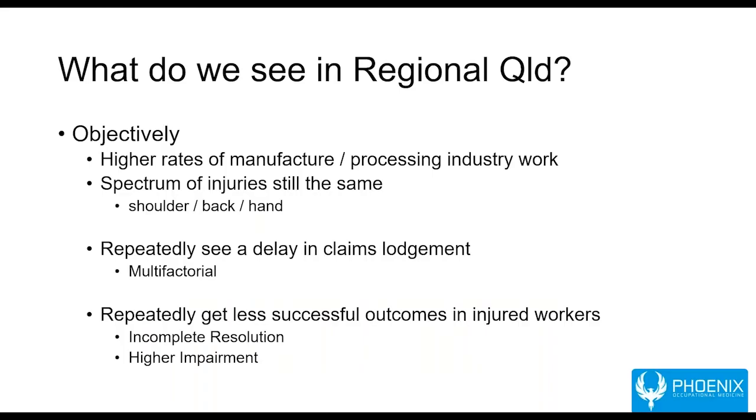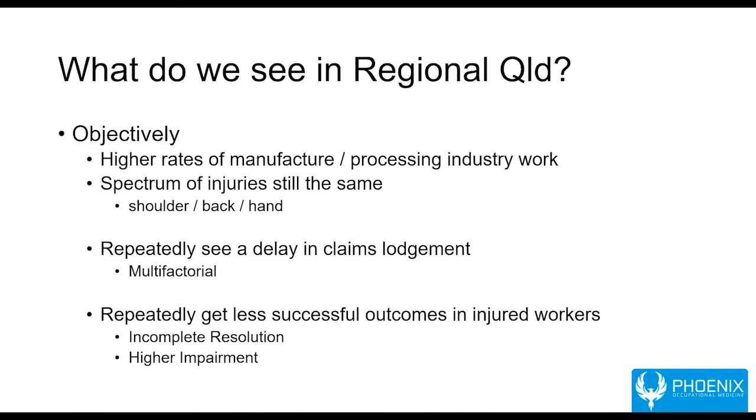So what do we see in regional Queensland? Well, objectively, and you've already seen some of the stats that were put up a little bit earlier, we see that there are higher rates of manufacture and process industry work being performed. We don't tend to see big farms, we don't tend to see big factories and big meat processing facilities in the centre of Brisbane, and so therefore they're in those more regional areas. And with that comes specific risk. Performing manual tasks, there is an inherent risk within that of creating injury and illness. But regardless of the fact that there is an increased risk, the spectrum of injuries that we see is still the same.